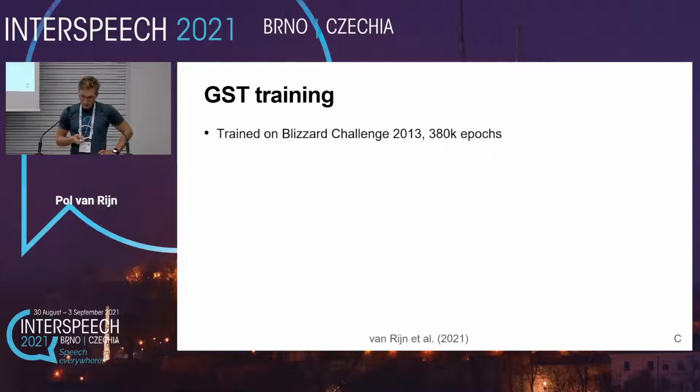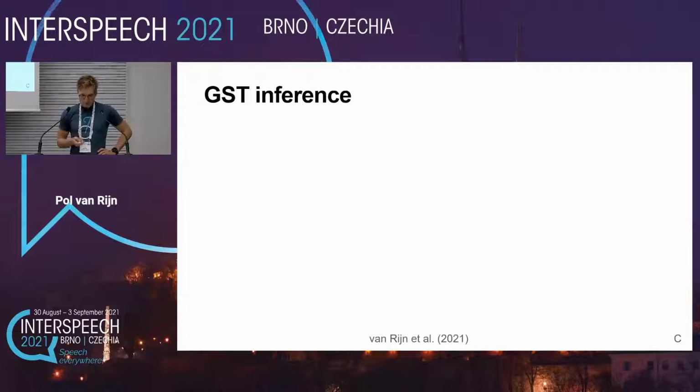We also trained on the Blizzard Challenge 2013 corpus, as in the original paper, but also because it consists of a large set of prosodically varied sentences spoken by a single speaker. And we trained our model for 380,000 epochs, as we didn't observe any further improvements. Also, the hyperparameters are identical to Wang et al.